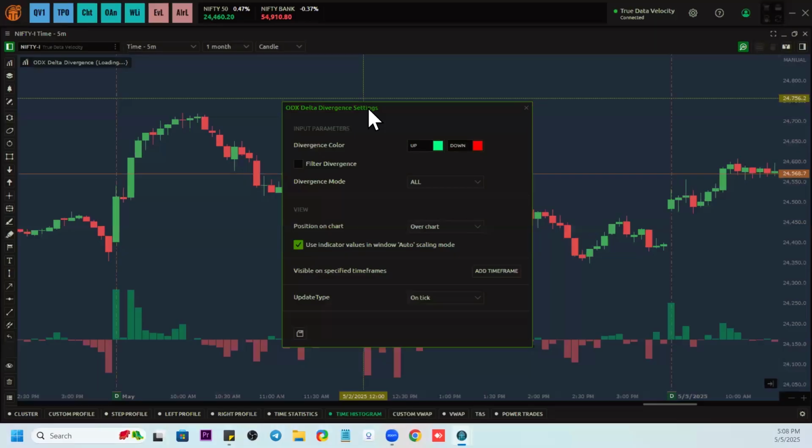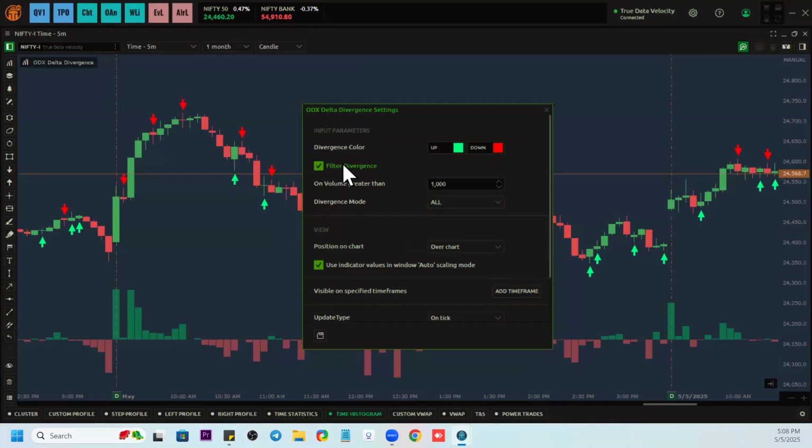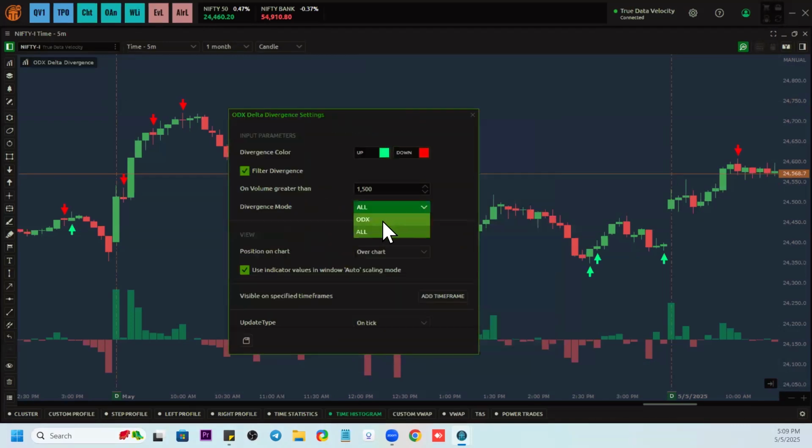Let this load. You can see now you have all the divergences, but as you know, all divergences are not required, right? You have to select your ODX mode, but in the case of all divergences, you have the option to filter. Let's say I want the divergences where the volume is above 500 lots, so at least 500 lots are traded. You can see that it minimizes the divergences further. But if you select ODX as the mode, it will highlight the divergences which are important.